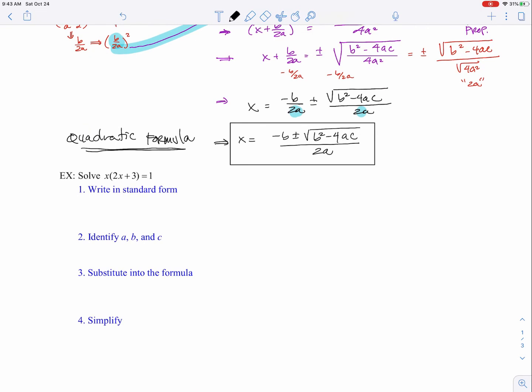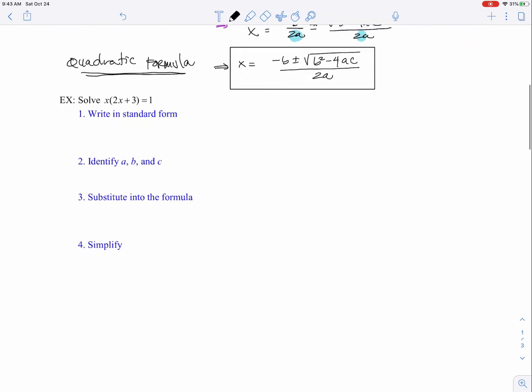So anytime you have a quadratic equation, you're going to want to do the following. The first thing that you're going to want to do here is write this equation, x times 2x plus 3 equals 1 in standard form. So the first thing that we're going to do is multiply that out. That's 2x squared plus 3x is equal to 1. And then we're going to bring everything over to one side, so that this is preferably with our leading coefficient 2 being positive. 2x squared plus 3x minus 1 equals 0.